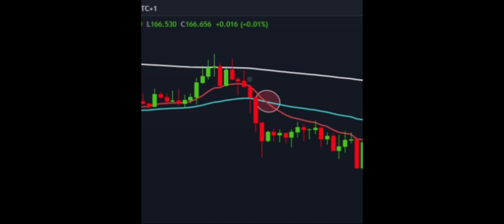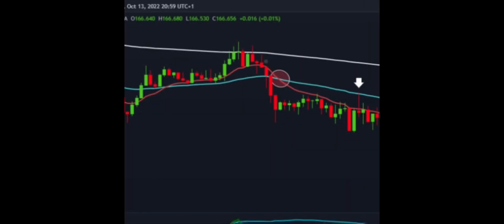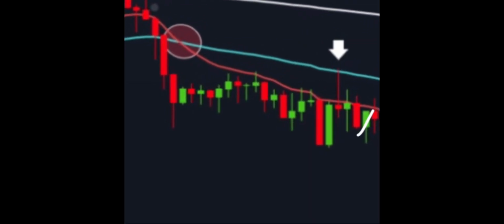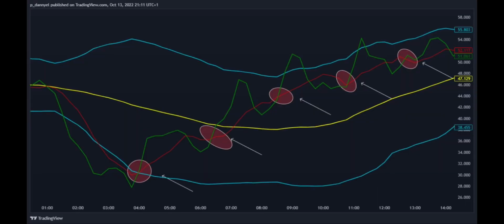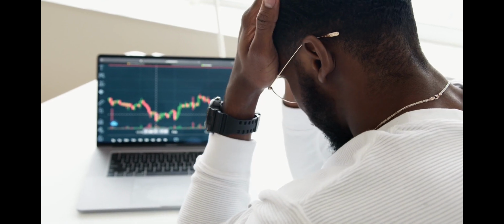Once the trend and bias have been identified, then we look for the 50 and the 13 moving average to cross each other. Once they cross, we wait for the first pullback to the 50 moving average. Once price pulls back to the 50 moving average, price has to close below the 13 EMA, then we look for the oscillator indicator. On the oscillator indicator, we'll be looking for the green line to cross over the red line. That confirms the entry for the trade. I hope that wasn't too confusing. Let's take a look at some examples.